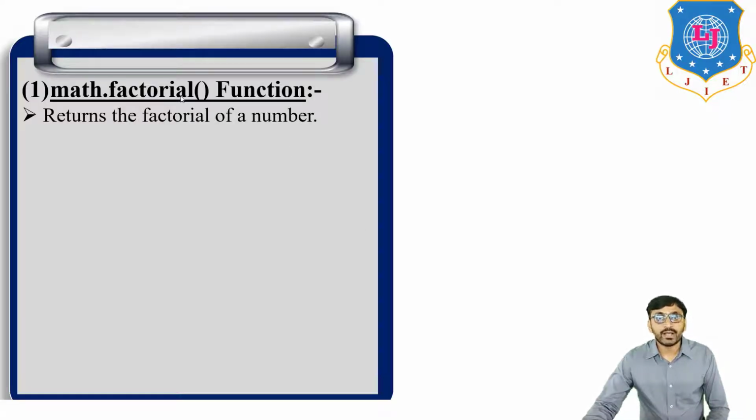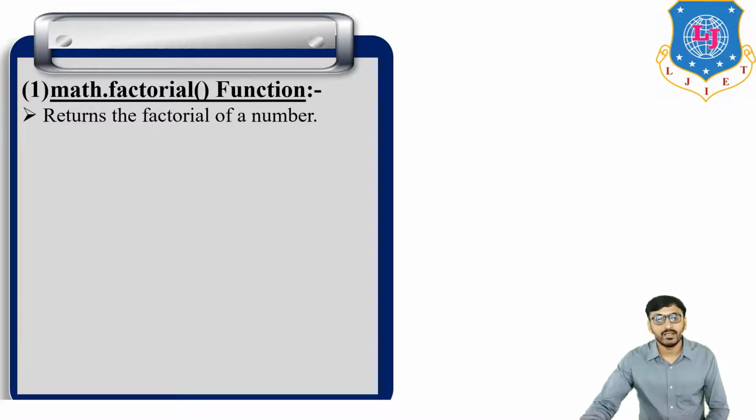So first, the factorial function of the math module. It returns the factorial of a number. What do we mean by factorial? For example, factorial of 3 is equal to 3 into 2 into 1. Factorial of 6 is equal to 6 into 5 into 4 into 3 into 2 into 1. So reduce the number and multiply up to 1. That is the factorial of a number.